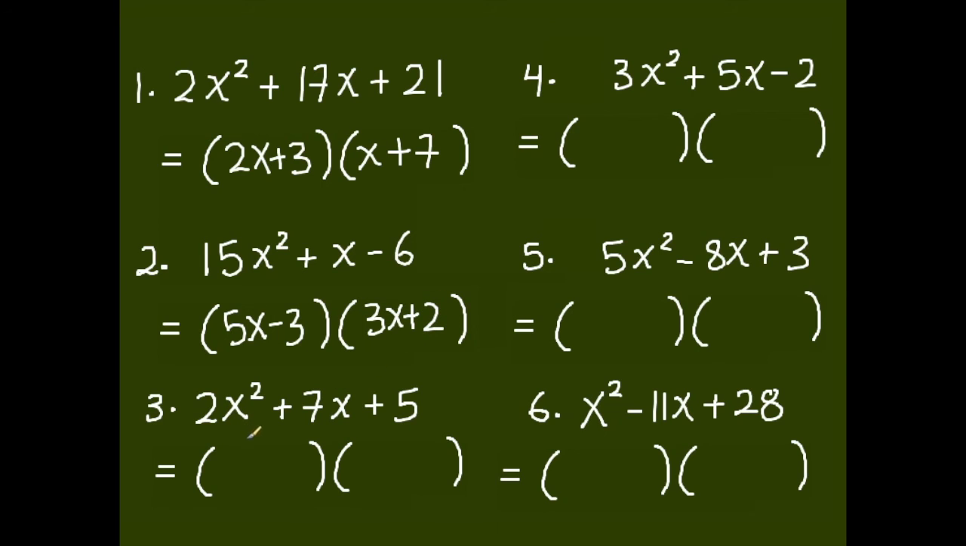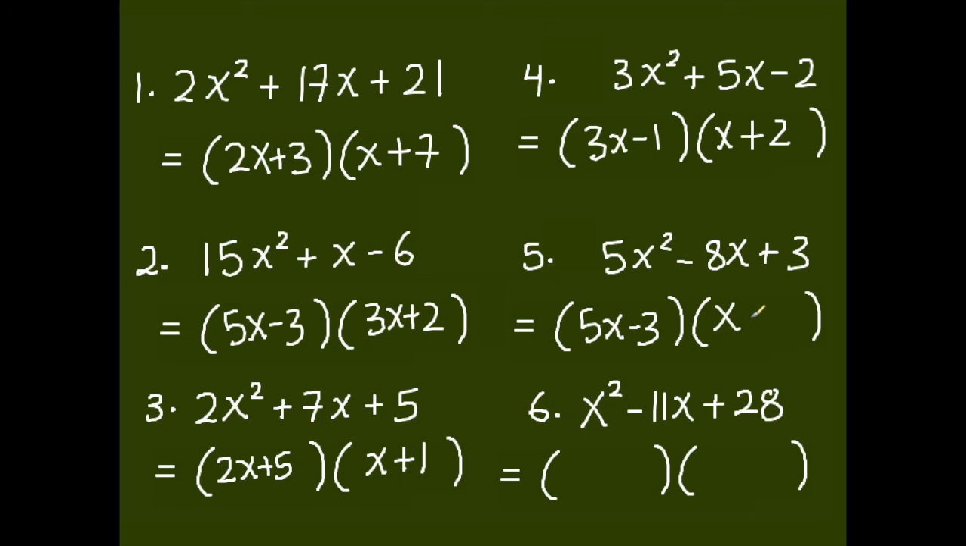This third one can be factorized into 2x plus 5 multiplied by x plus 1. This fourth one over here can be factorized into 3x minus 1 multiplied by x plus 2. The fifth one is 5x minus 3 multiplied by x minus 1. And the final one is just x minus 7 multiplied by x minus 4.